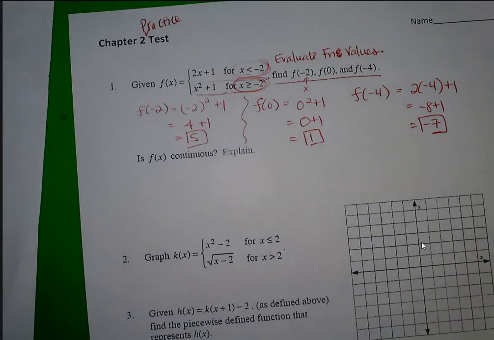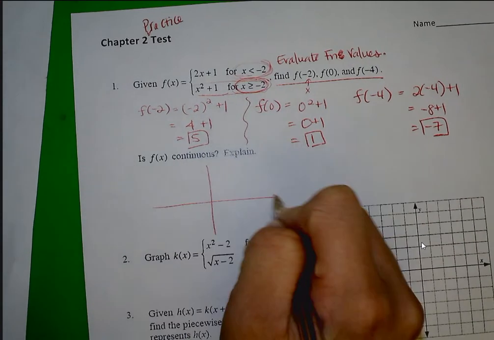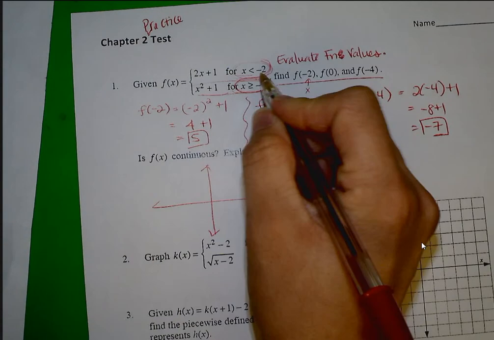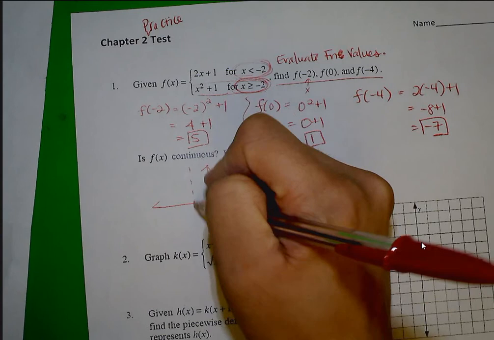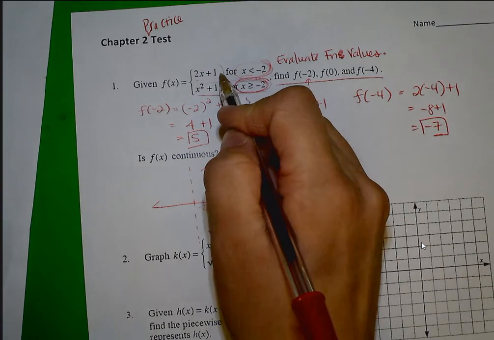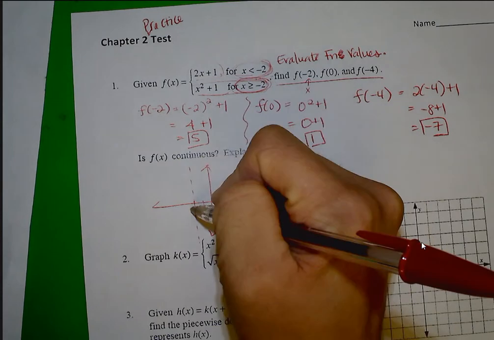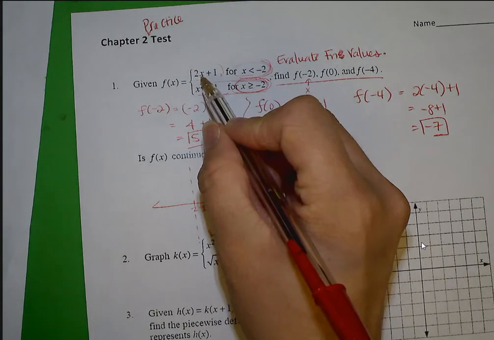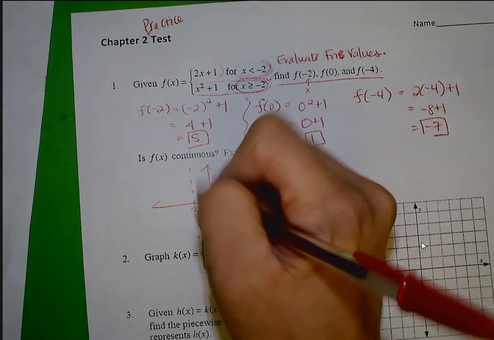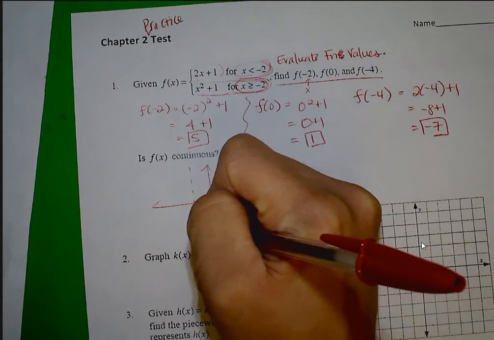Well, if I were to graph this, one way to do this is by graphing. And I know that the transition point is at negative 2. When x is less than negative 2, we have a line that at negative 2, if I plug in, negative 2 times 2 is negative 4, plus 1 is negative 3. So I'm going to be at negative 3 with an open circle.